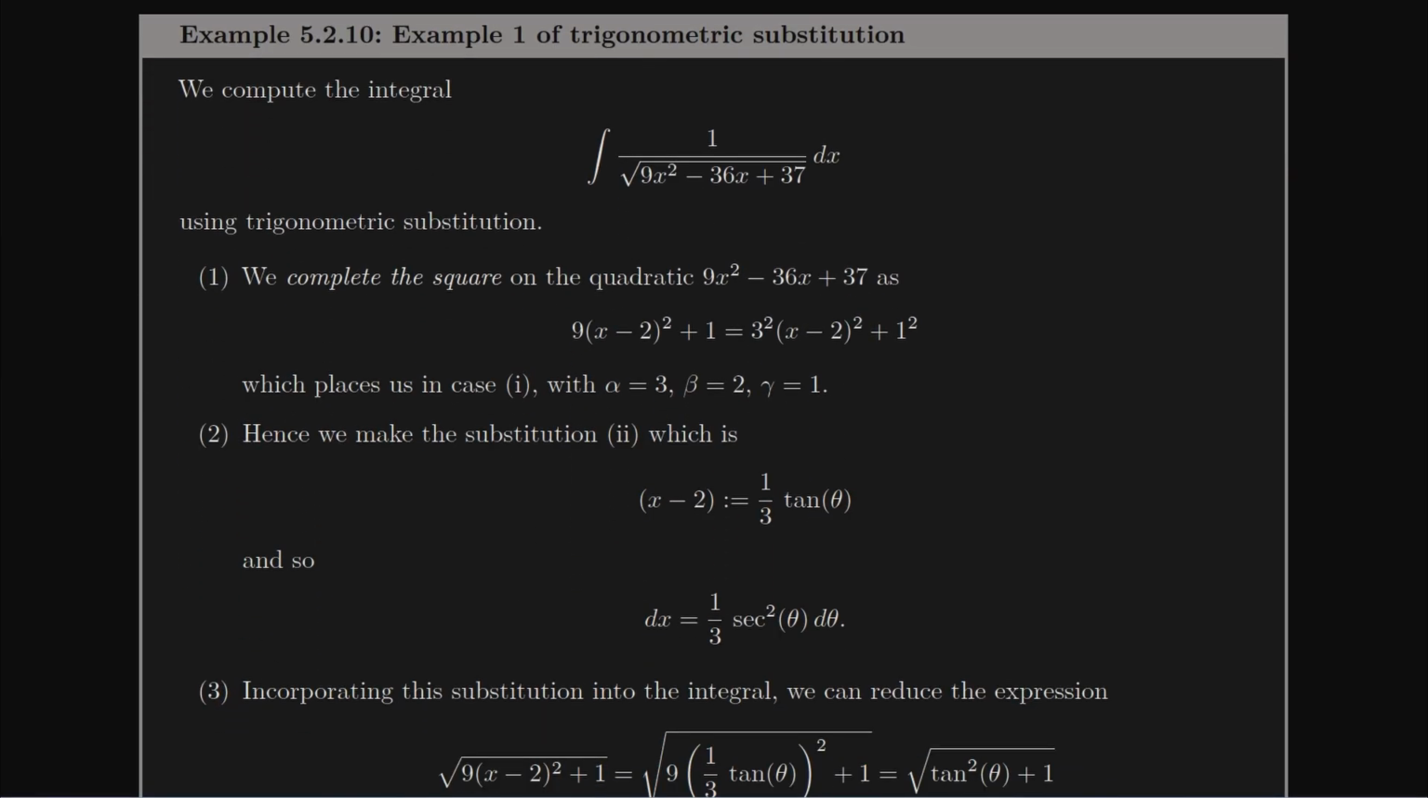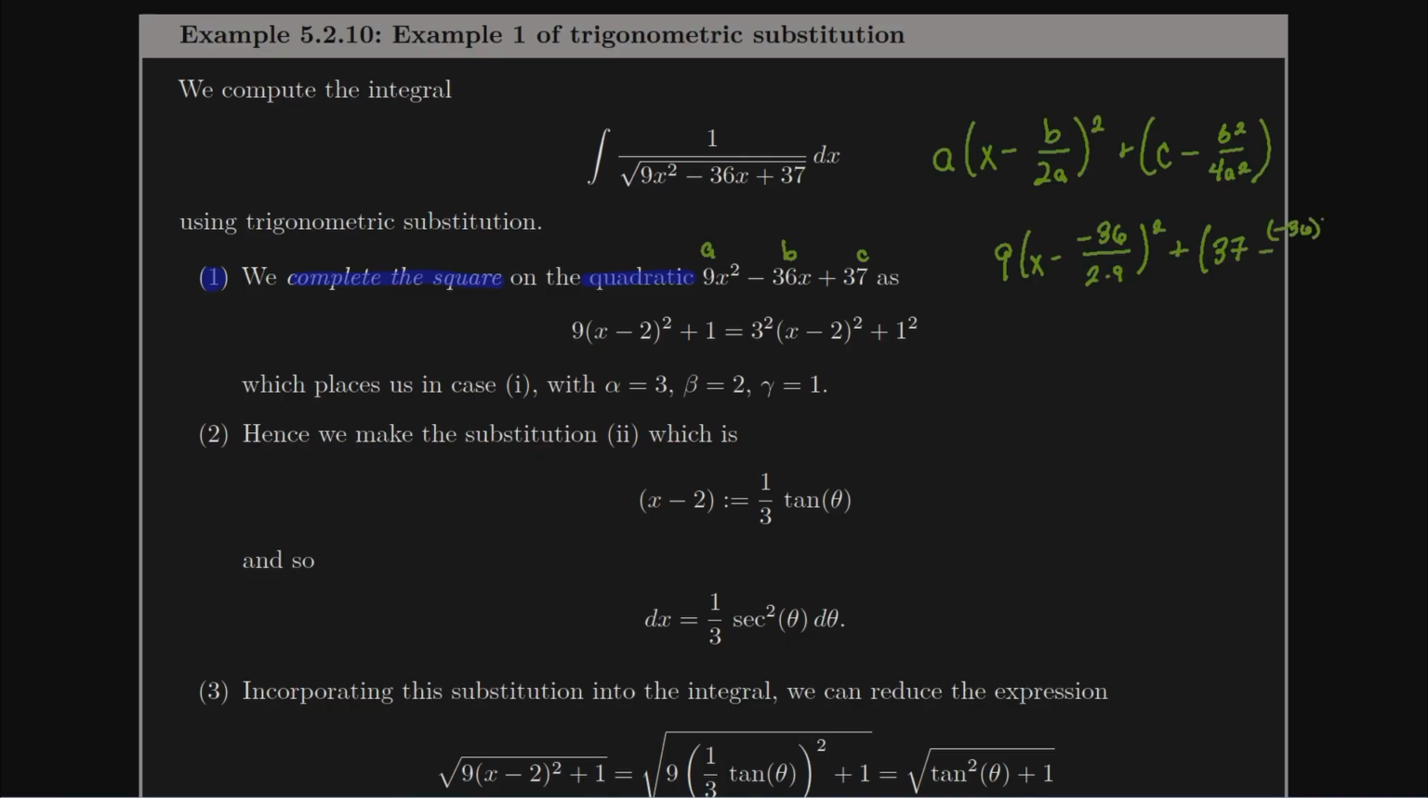And so let's look at a nice example here, where we're going to integrate 1 over the square root of 9x squared minus 36x plus 37. In step 1, we're always going to have to complete the square of the quadratic. So in this case, we're identifying a, b, and c. And let's recall how we complete the square. It's going to look like a times x minus b over 2a squared plus c minus b squared over 4a squared. And we'll plug these all in. A is 9, x minus negative 36 over 2 times 9 squared plus 37 minus negative 36 squared, all over 4 times 9 squared.